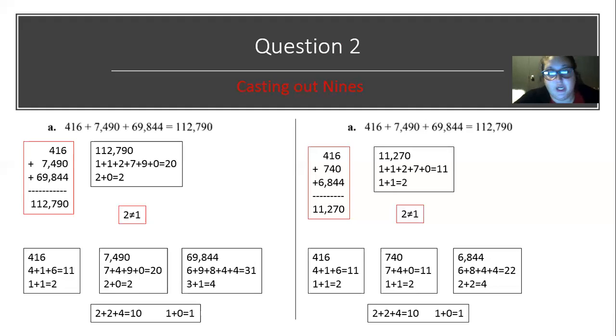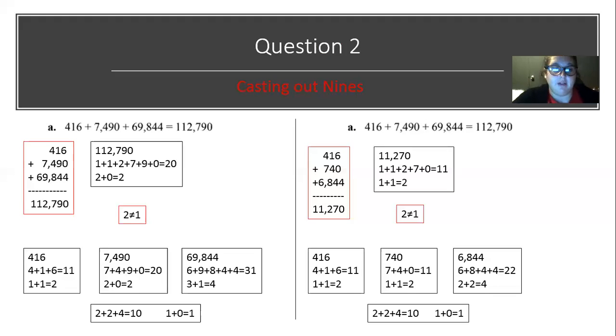And on the last one, that's 69,844, you're going to do the same thing. You're going to take out that 9, and so we've got 6,844. So when we add all of this up, the 6 plus 8 plus 4 plus 4, we get 22. And 2 plus 2 is 4. So we end up with the same thing as we did before, the 2 plus 2 plus 4, which is going to give us 8 again.